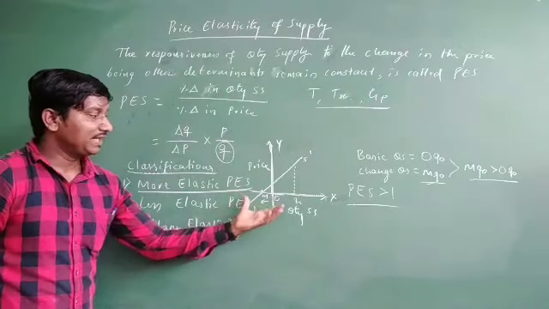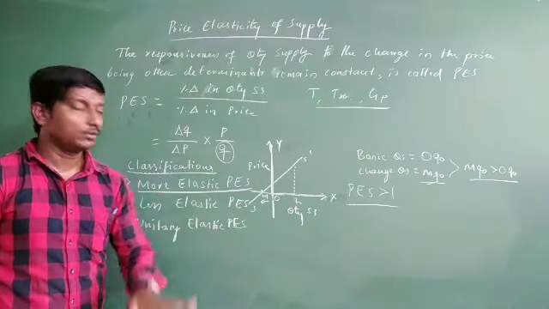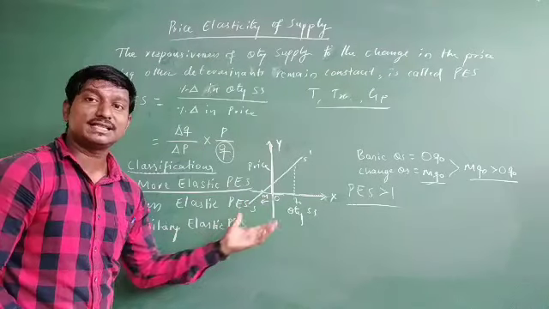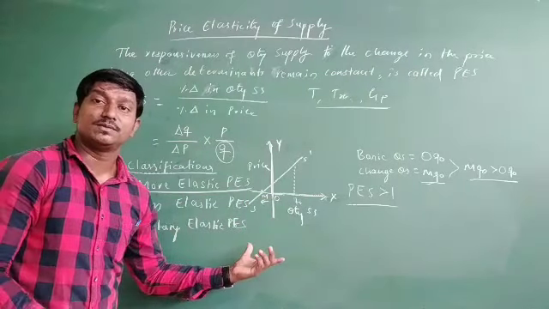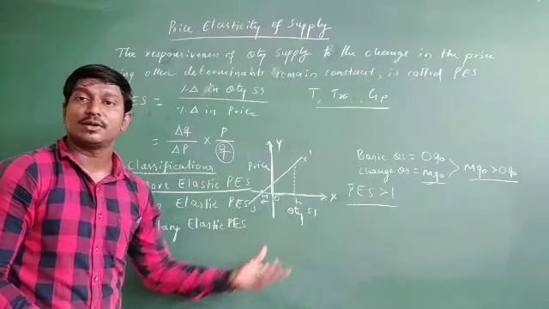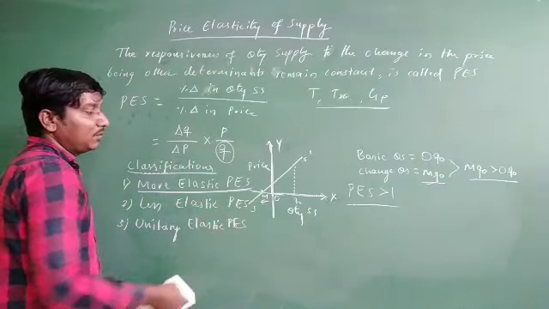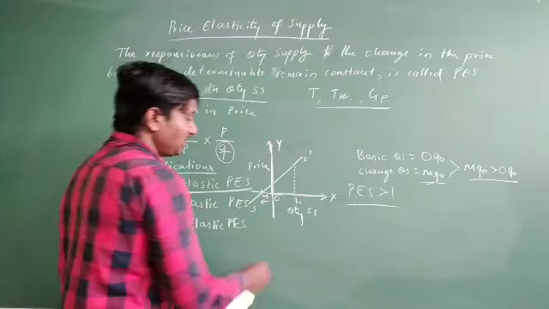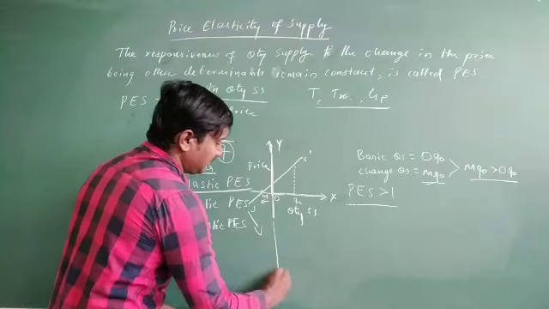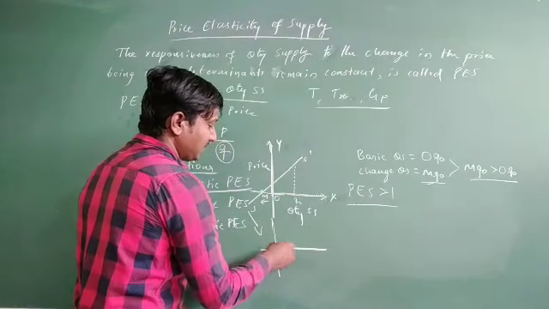In this case, price elasticity of supply will be greater than 1. Why? Because the change in the quantity supply is more than the change in the price, or from the basic. Well, this is the more elasticity of supply. Coming to the second one, this is less elasticity of supply. We can see again the same.